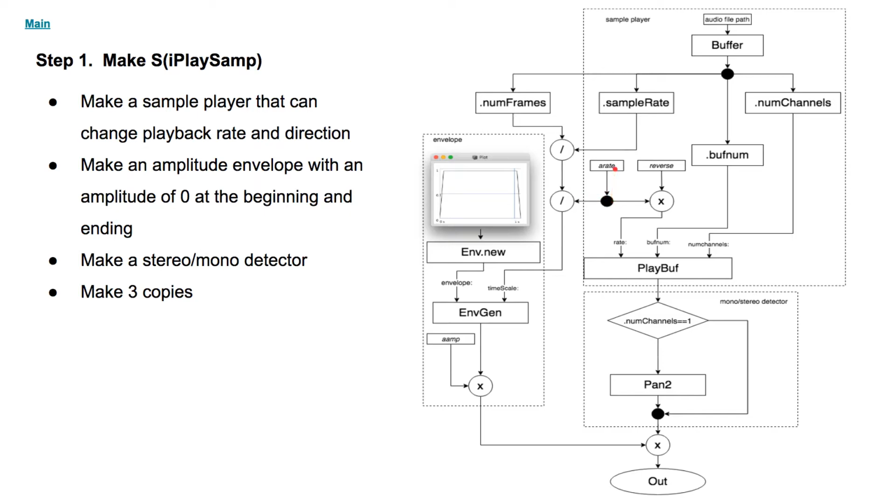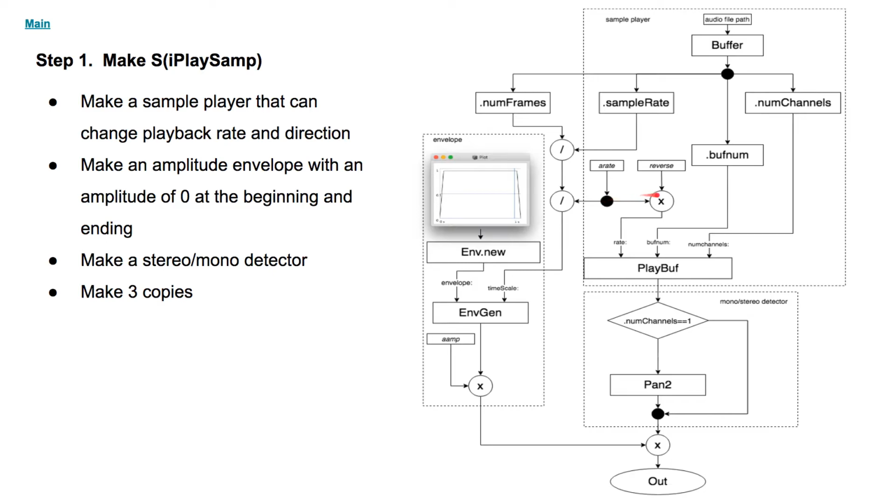If my rate goes up, my duration will get shorter while the pitch is going up. So if we do the duration divided by rate, then my amplitude duration will shrink or expand according to the speed of the sample playback, which will change the pitch.